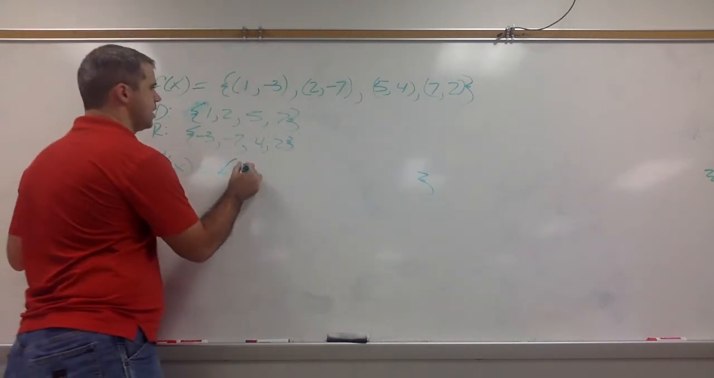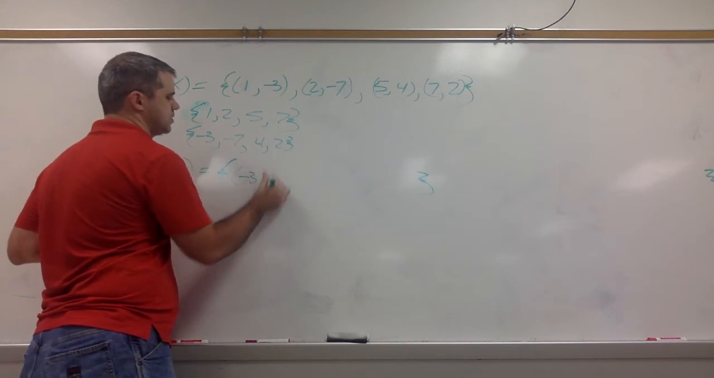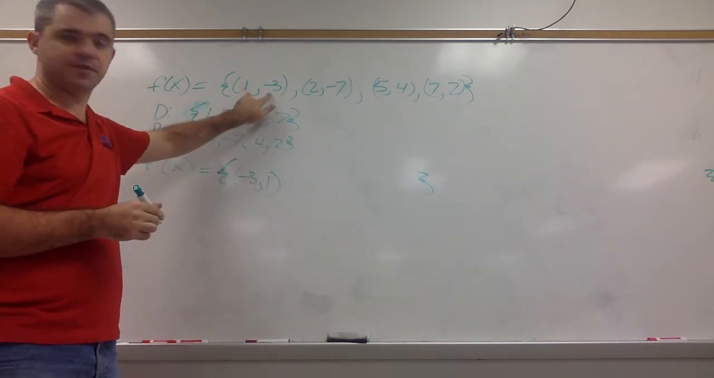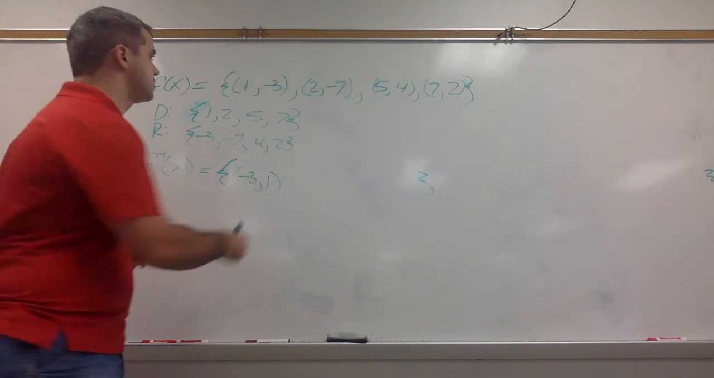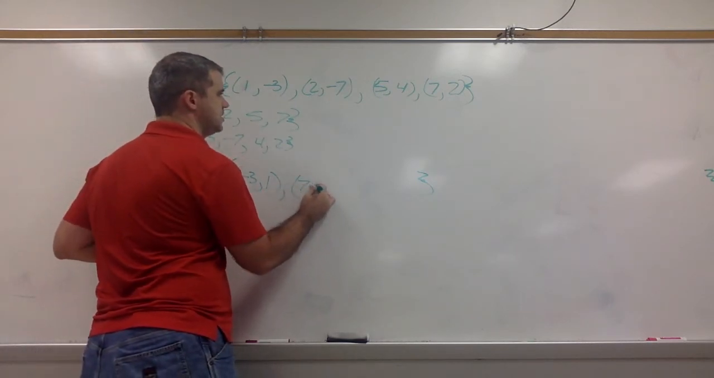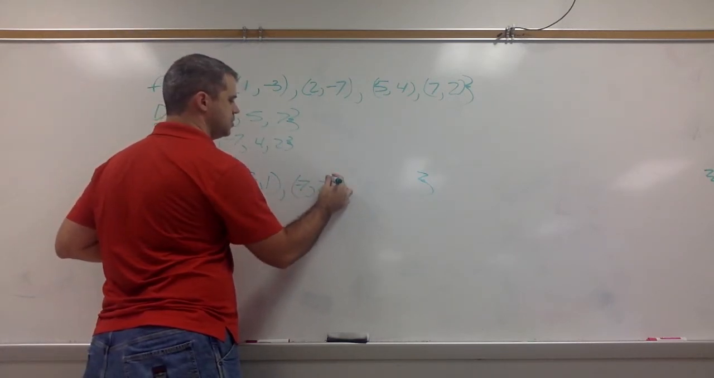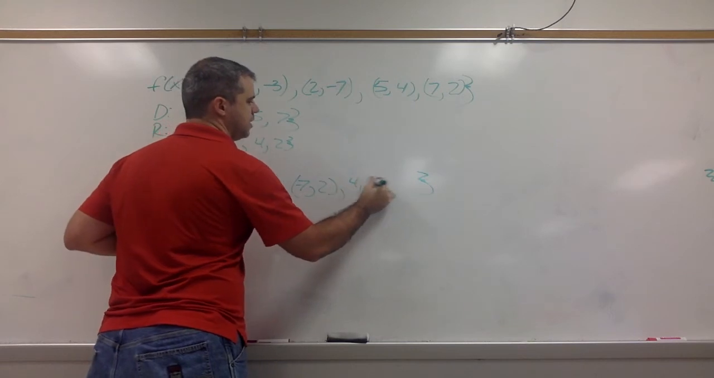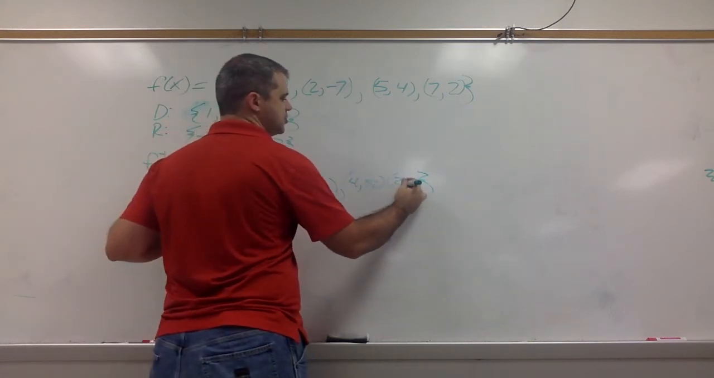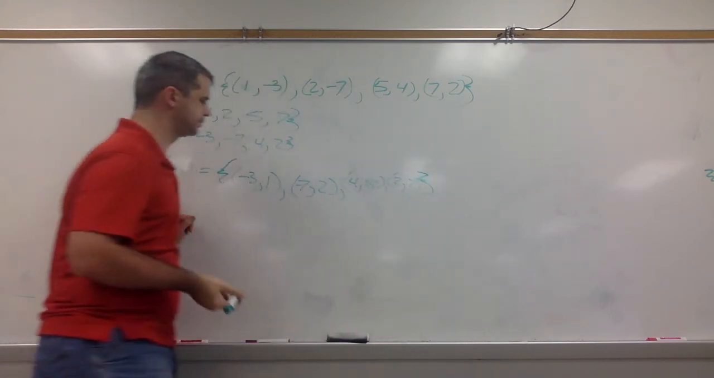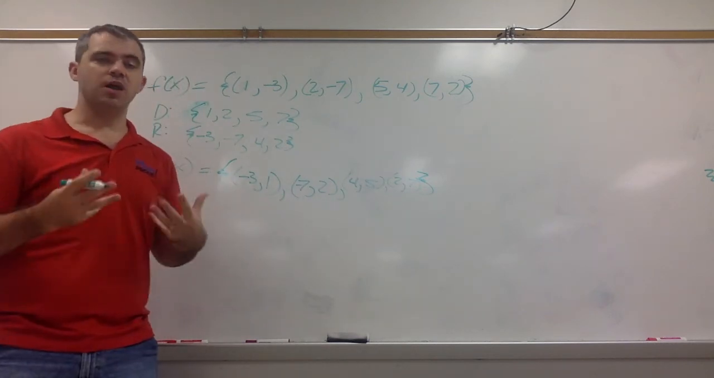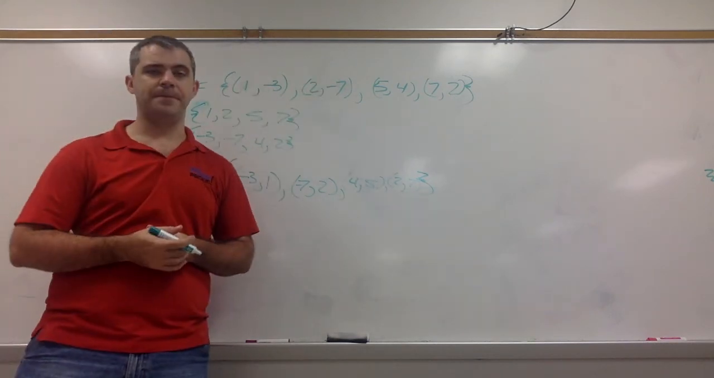So my first point is going to be (-3, 1), because I'm just reversing this. And then (-7, 2), (4, 5), and (2, 7). Okay, so all I've done is reverse my x and my y.